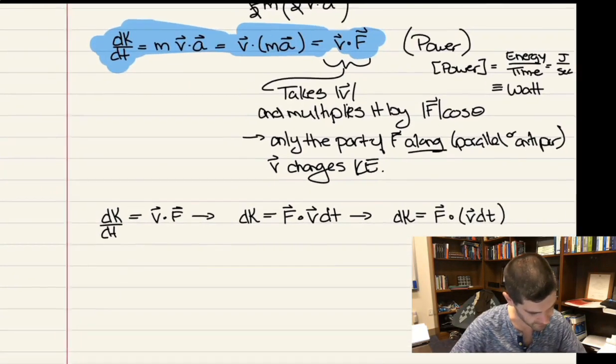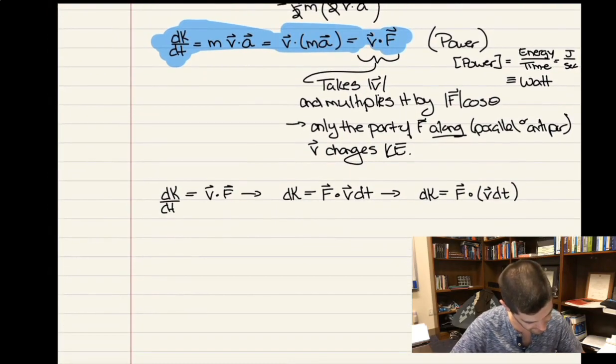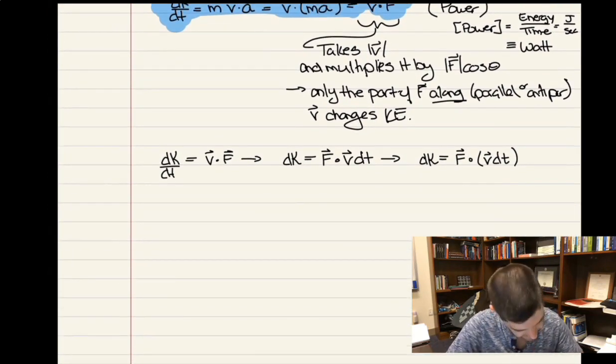So now I can write down the expression here. I can write dK, the change in kinetic energy, equals force dotted with displacement.